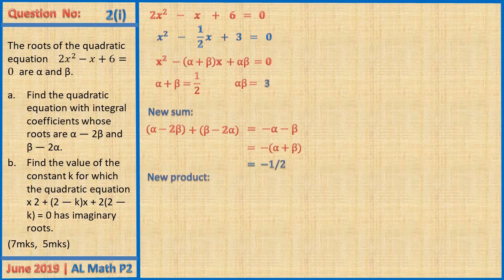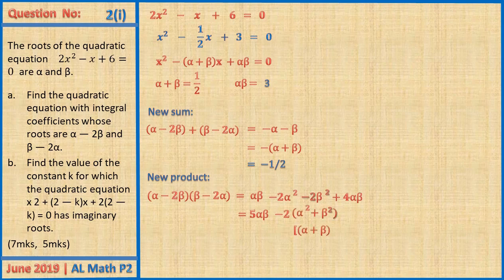Now we can go ahead to look for the new product. The new product will be (alpha minus 2 beta) times (beta minus 2 alpha). And when you open out this bracket, we have alpha beta minus 2 alpha squared minus 2 beta squared plus 4 alpha beta. That gives us 5 alpha beta minus 2 into (alpha squared plus beta squared).